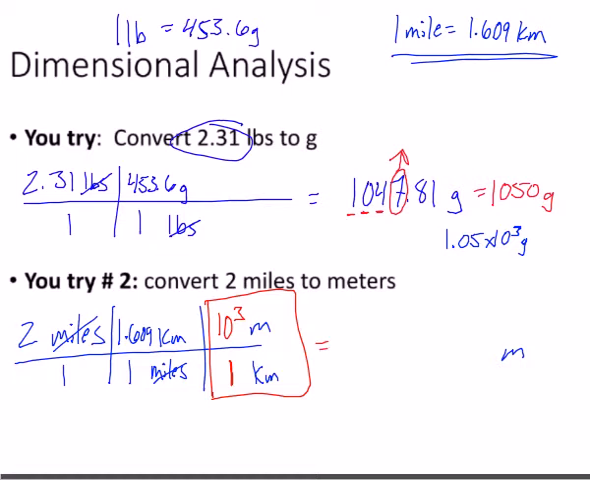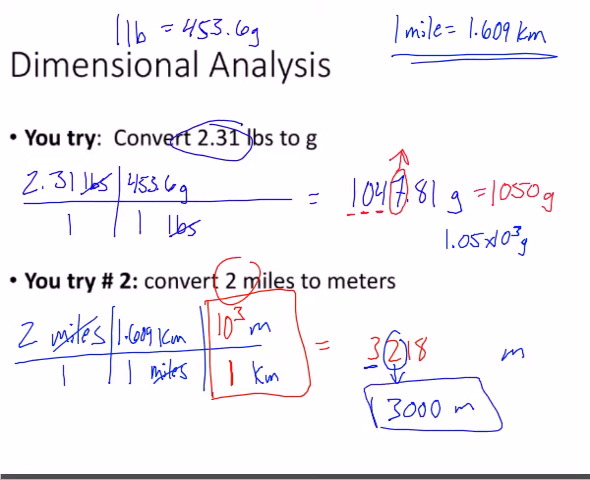Now, if I do the math, I should get 3,218 meters. How many sig figs did I start with? 1. So I got to round this to 1 sig fig. That's right here. 2 is going to round down. 3,000 meters would be my final answer.